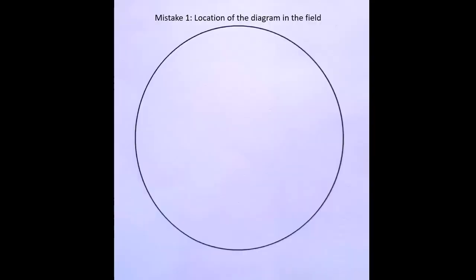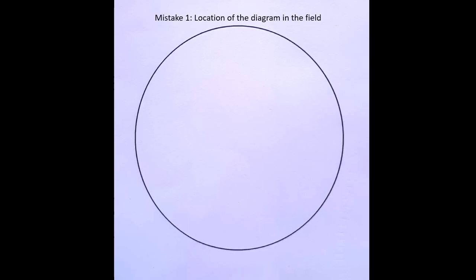Let's see some of the common mistakes while drawing these diagrams. This is a circle inside which you draw the diagram. This represents the field of the microscope through which we view the specimen. There are certain specimens which fill the entire field, so the diagram will be filling the entire circle. Then there are other specimens which are more linear, like the epithelium, which occupy only a part of the field, not the entire field. So we draw this diagram only in a certain part of the circle.